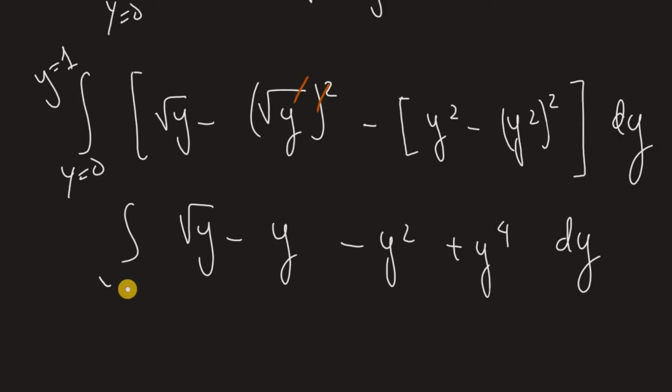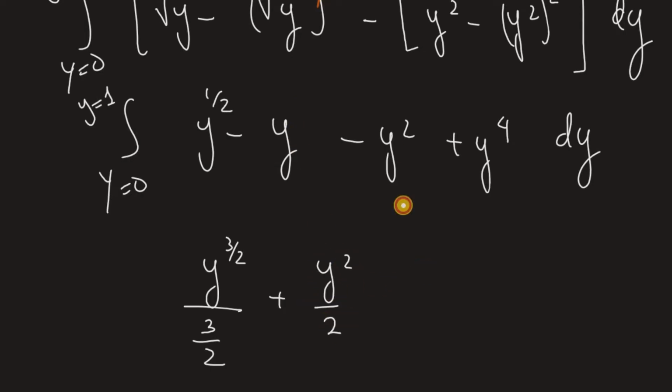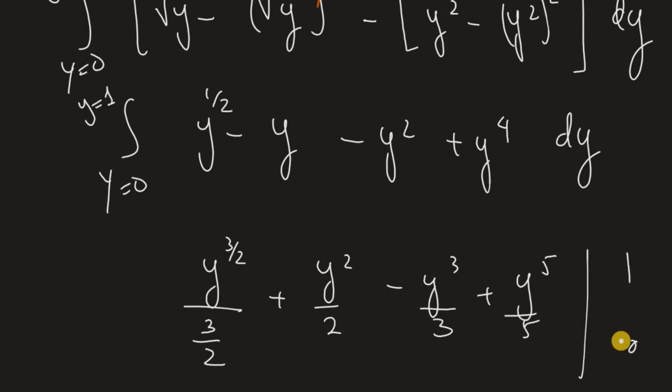So now you can finally go ahead and integrate with respect to dy, because you only have y's over here and you only have dy left over here. So this is square root of y, which is the same as y to the power of a half. If you add 1 to it, it becomes y to the power of 3 over 2, divided by 3 over 2. And this is 1, so then it becomes y squared over 2, negative y to the power of 3 over 3, plus y to the power of 5 over 5.